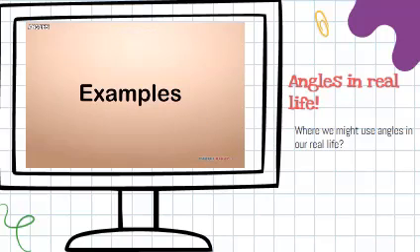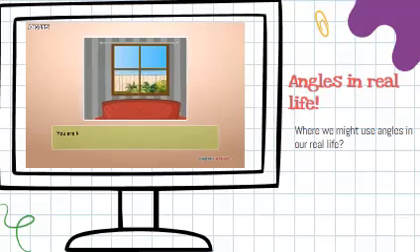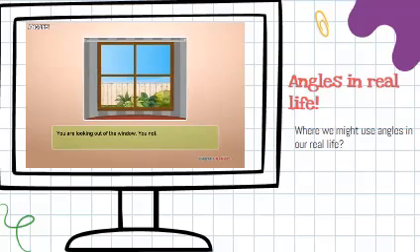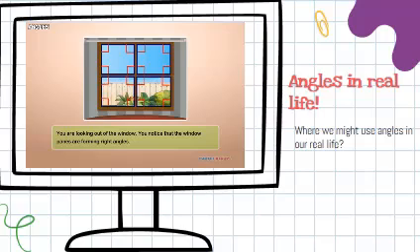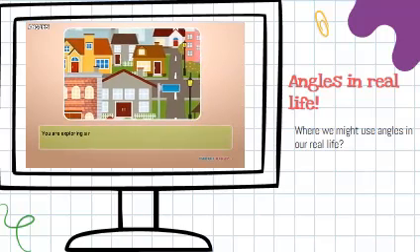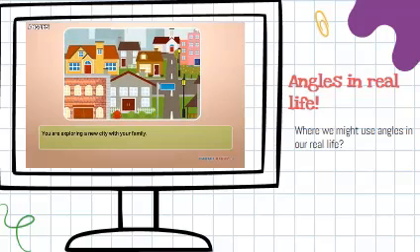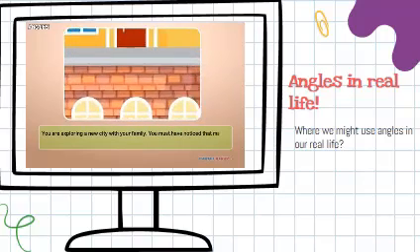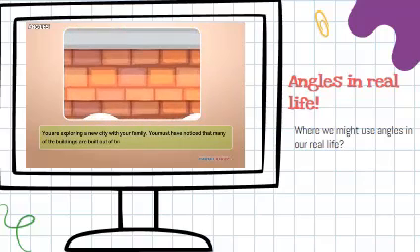You are looking out of the window. You notice that the window panes are forming right angles. You are exploring a new city with your family. You must have noticed that many of the buildings are built out of bricks. The bricks all form right angles.